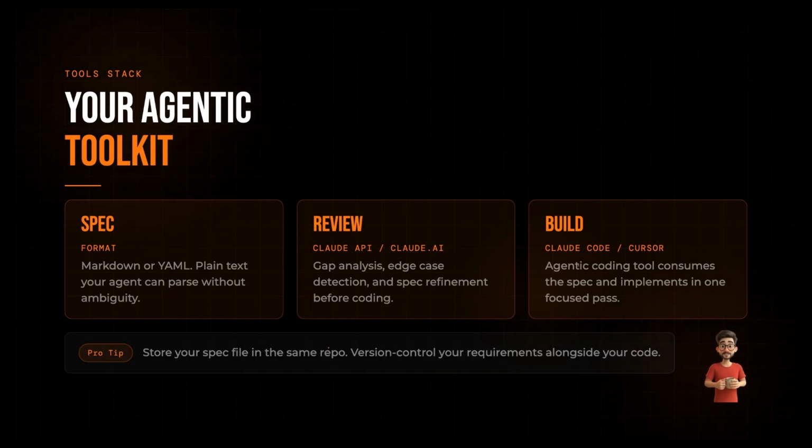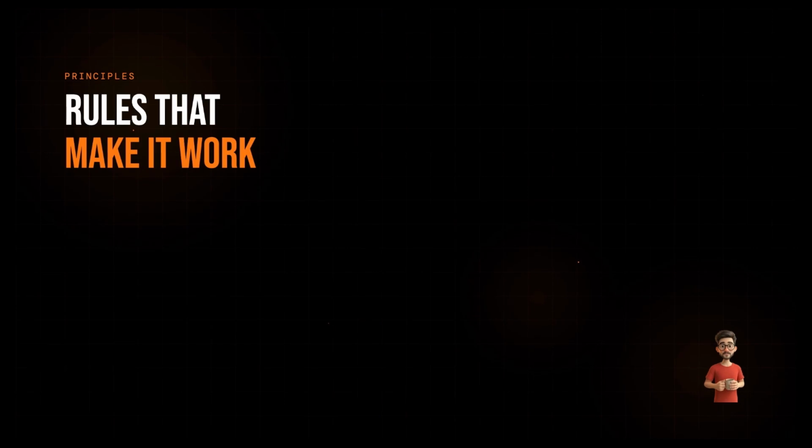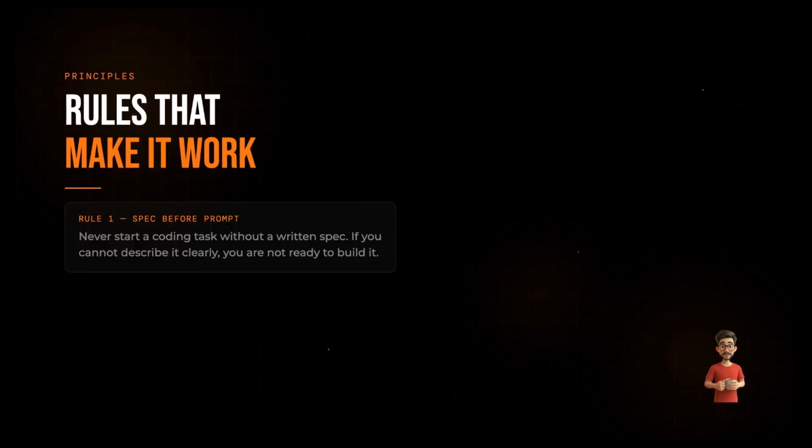And one pro tip, check your spec file into the same Git repository as your code. Version control your requirements alongside your implementation. 4 rules that make this method actually work. Rule 1, spec before prompt. If you cannot write it down clearly, you are not ready to build it.